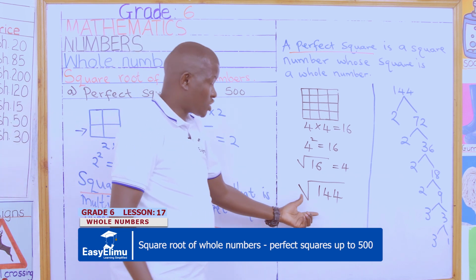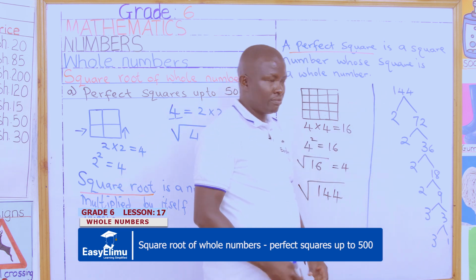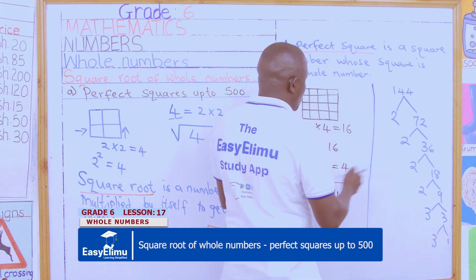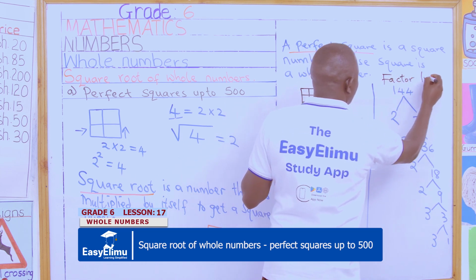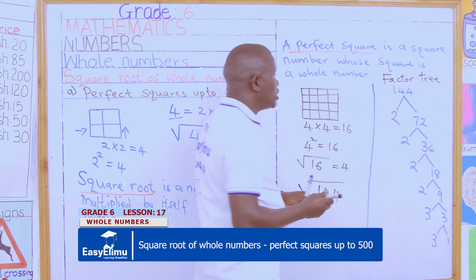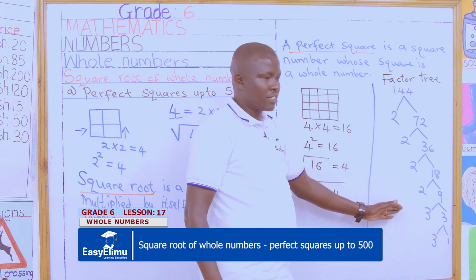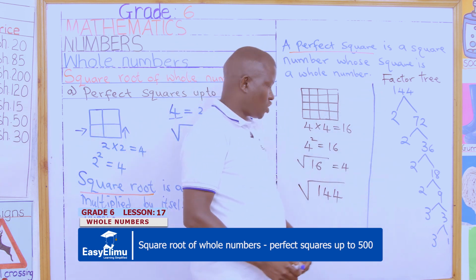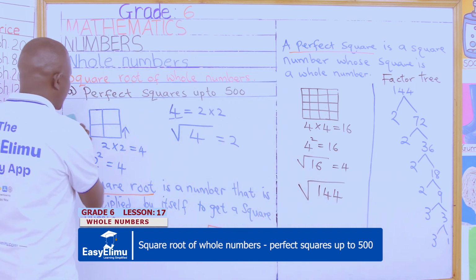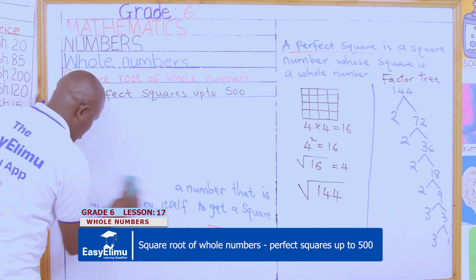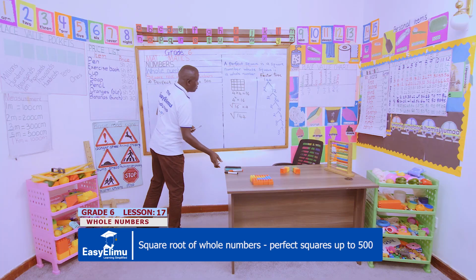Now, I'm looking for the square root of 144, and I'm using the factor tree. This was step 1: look for the factors. The factors we have gotten, let me transfer them.